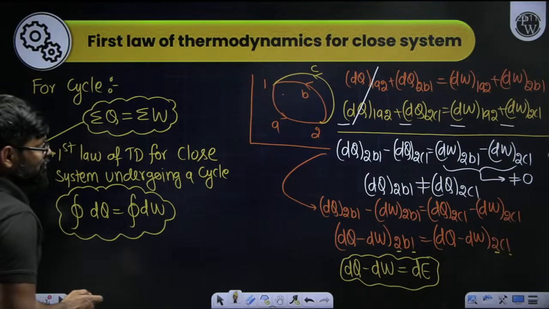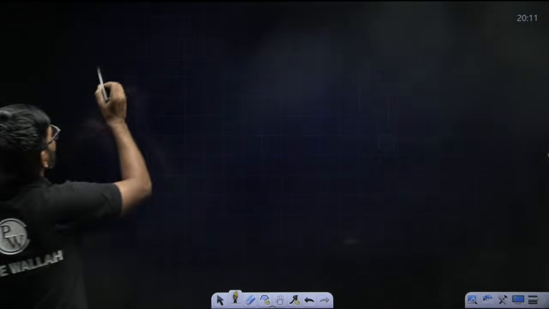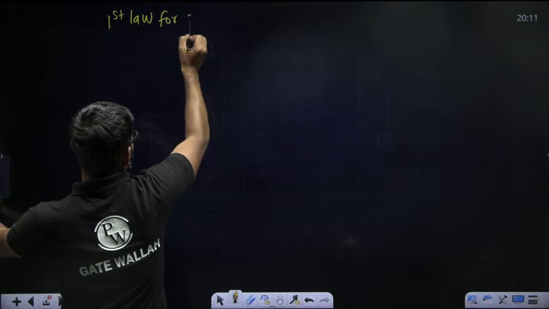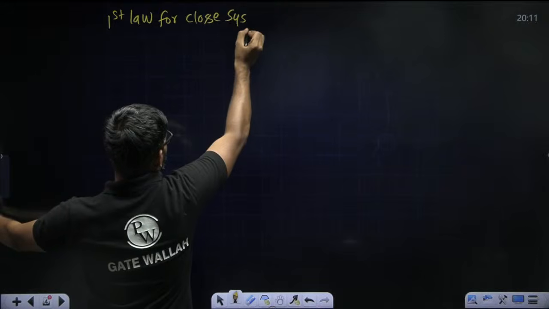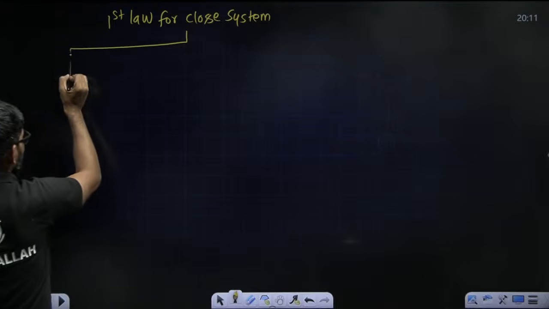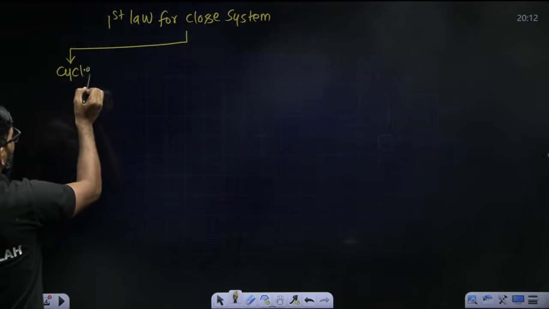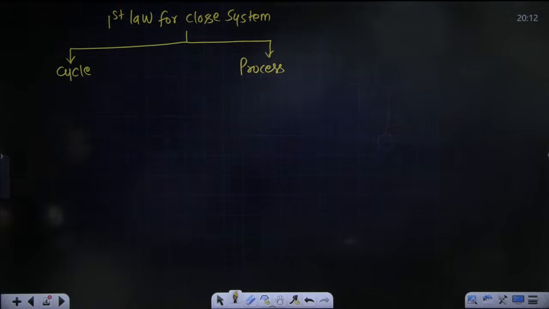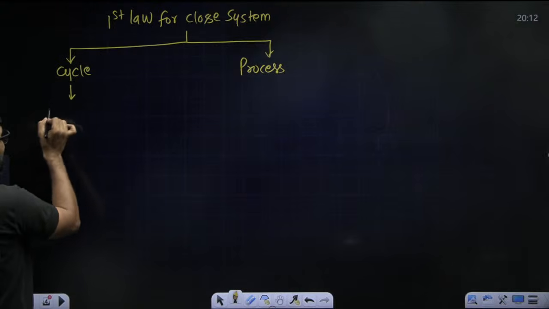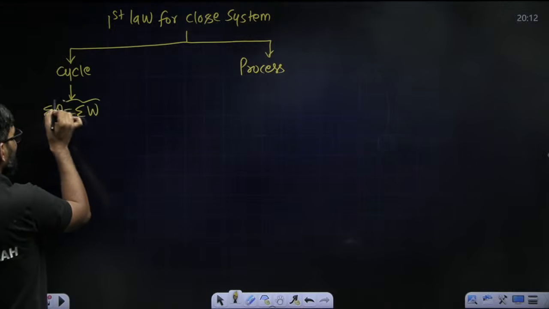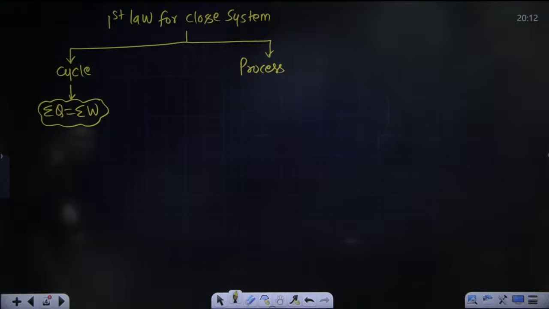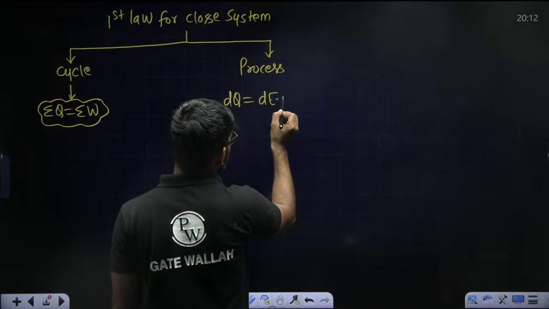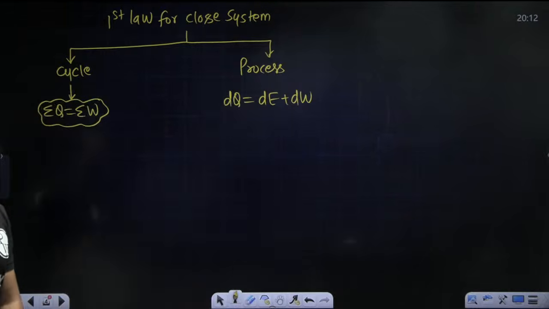Okay, let's talk about the next very important part. If I conclude, we are studying the first law for closed systems. Here two things will be there: either it will be a cycle or it will be a process. For a cycle, we know the equation, that is sigma Q is equal to sigma W. No problem at all, we can solve problems on this also. Now if I talk about the process, then it will be dQ is equal to dE plus dW. dQ minus dW is dE.